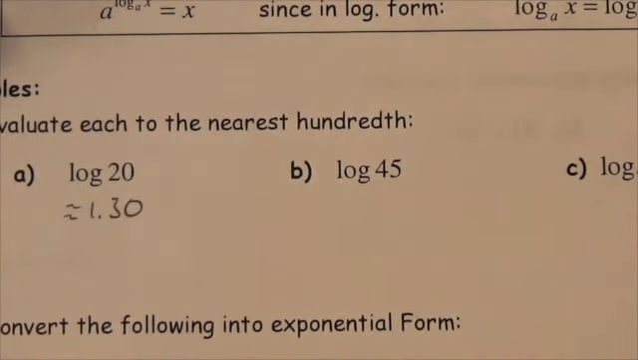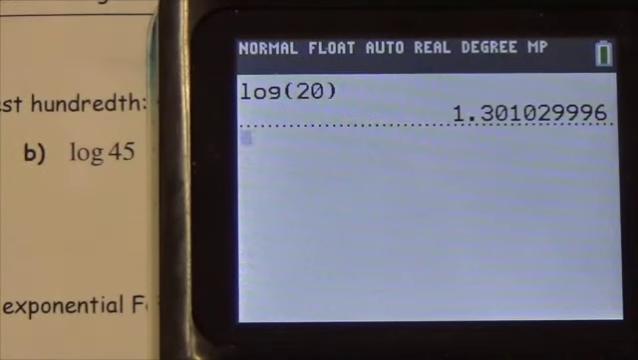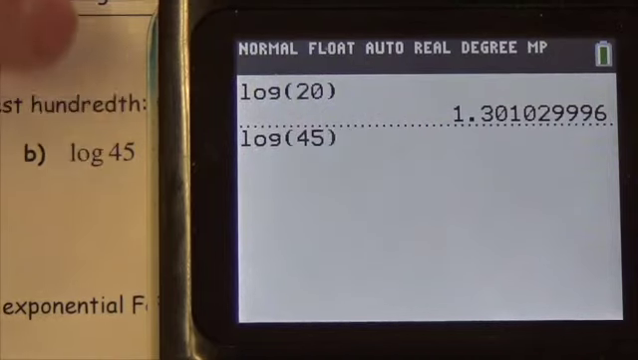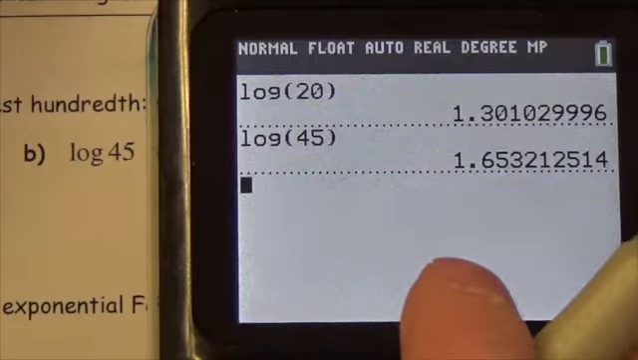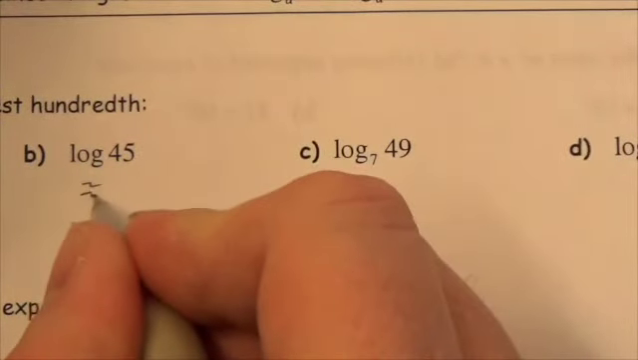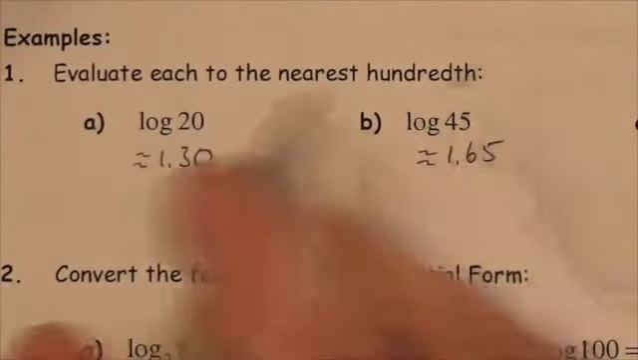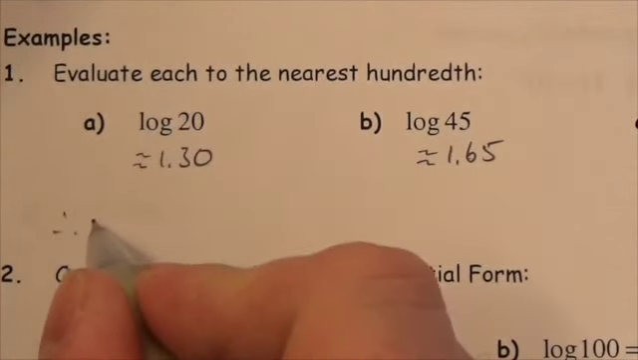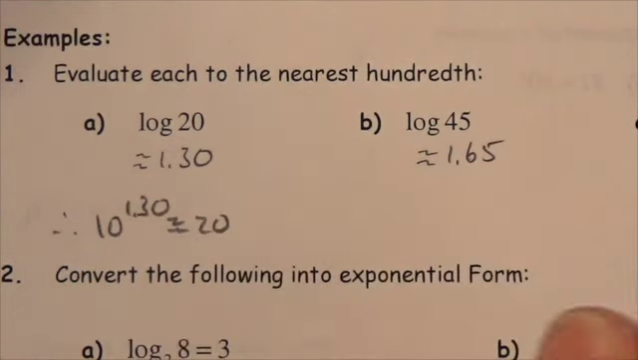Good. Take a look at this next one. Log of 45. Well, 45, once again, isn't a power of 10. So I'm just going to use my common log feature on the calculator here. And I get 1.65. There we go. So approximately 1.65. So now let's just talk about what we're saying here. What this means is that if I take 10 to the 1.30, this should be approximately 20.